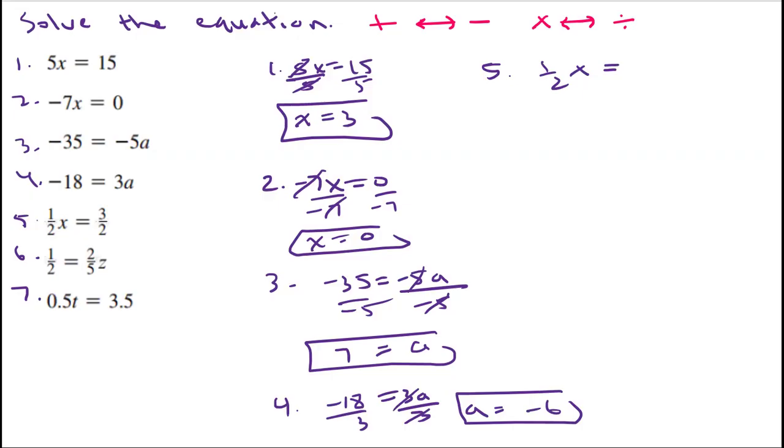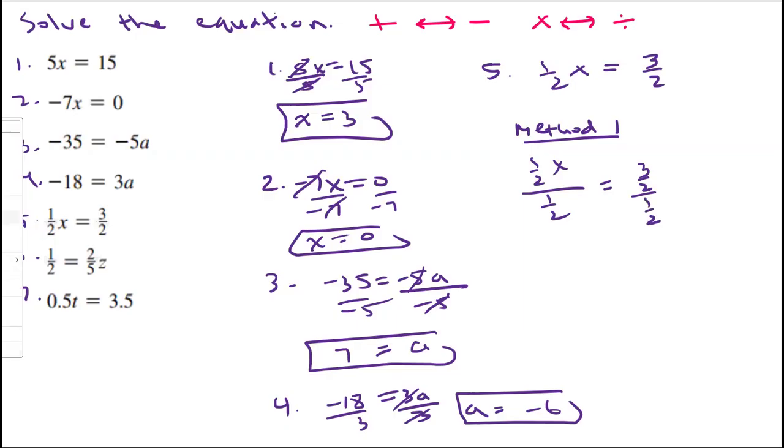We got 1/2 x is equal to 3/2. I'm going to show a couple of methods. Method one, we can do what we've been doing. Since these two things are being multiplied, I can divide them. So I can do 1/2 x divided by 1/2, and then 3/2 divided by 1/2. I can do it that way. Then the 1/2 will cancel, and then we have 3/2 divided by 1/2.